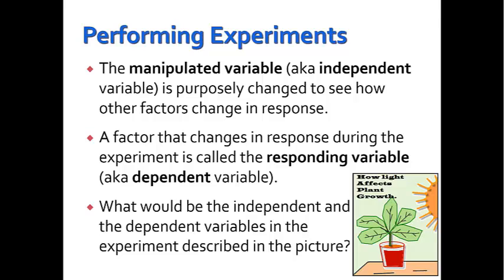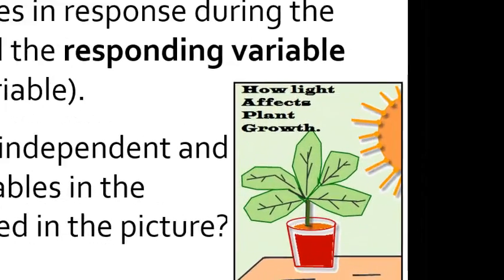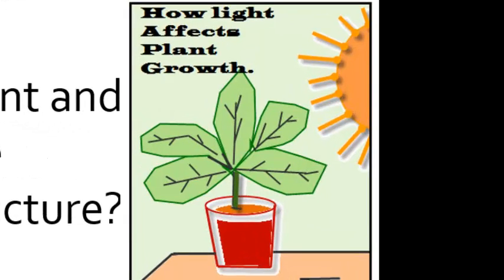What would be the independent and the dependent variables in the experiment described in this picture? As we look at the picture, we see that it says how light affects plant growth. So it looks like we're going to be checking the growth of the plant as we change the amount of light. So we are purposely manipulating the amount of light that the plant gets. So that's the manipulated or independent variable. And we are going to check to see, maybe by measuring plant height, how much the plant grows. So that would be the responding variable or the dependent variable.